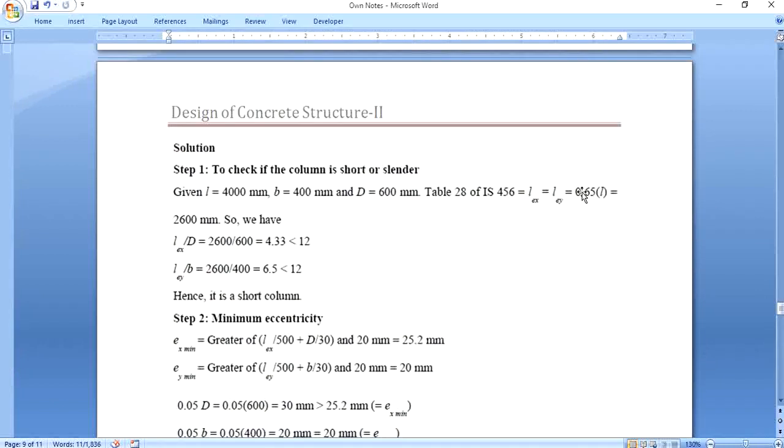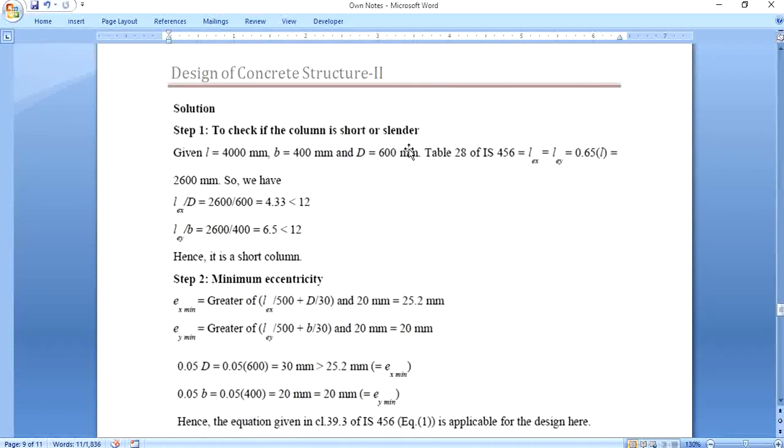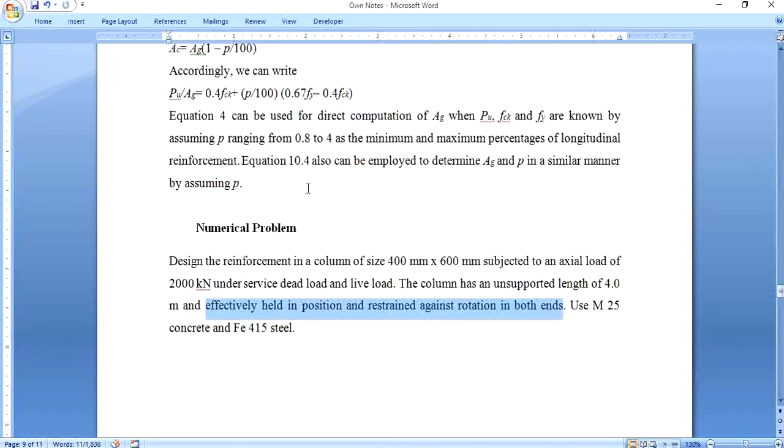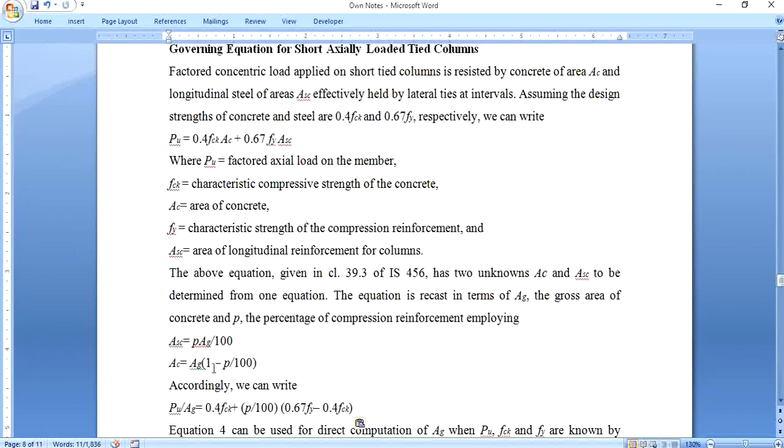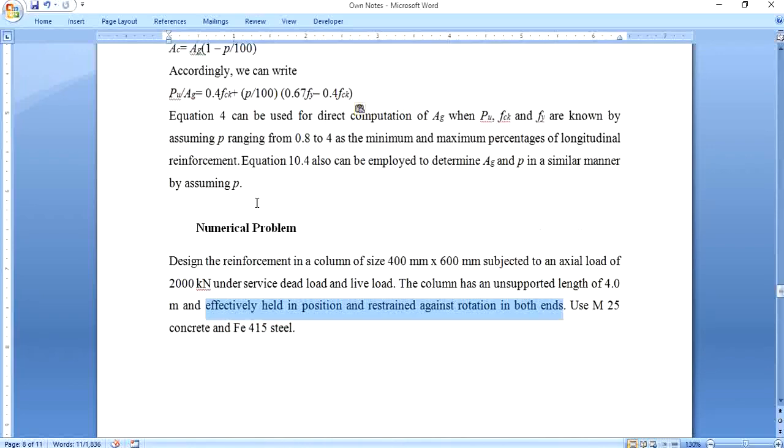So effective length is equal to 0.65 L. That is going to give us 0.65 into 4000, which is 2600 mm. Again, what we have to see is whether it is a short column or a long column. If it is a short column, then and only then are all these formulas applicable. The procedure for designing a long column is different. In your syllabus only short column is mentioned specifically. That is why we are only going to concentrate on short columns.